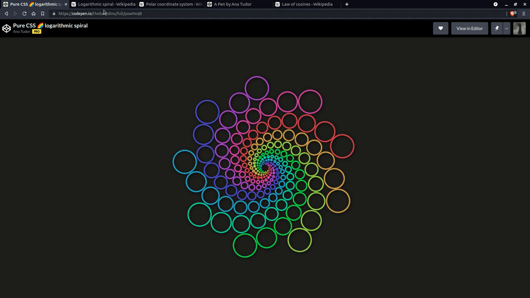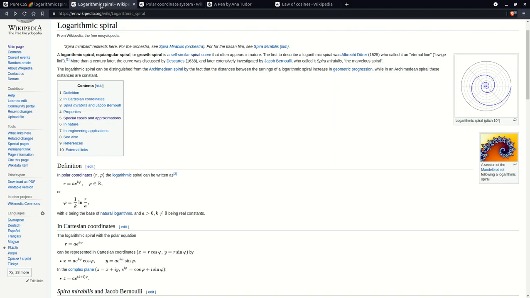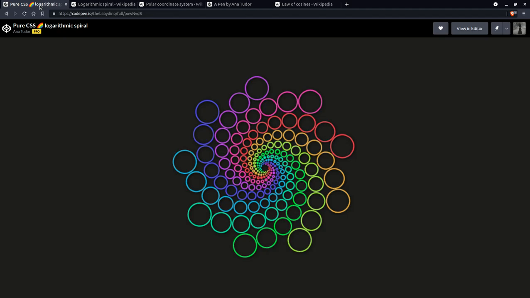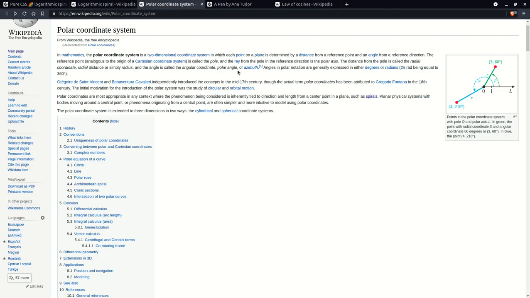If you have no idea what that is, I'll be linking to this page and you can check it out after the video, or you can pause the video and check it out, whatever. Anyway, the position of our dots, whatever you want to call them, on this spiral is going to be described using the polar coordinates of each dot's center. Now again, if you don't know what a polar coordinate system is, I will be linking to this page as well.